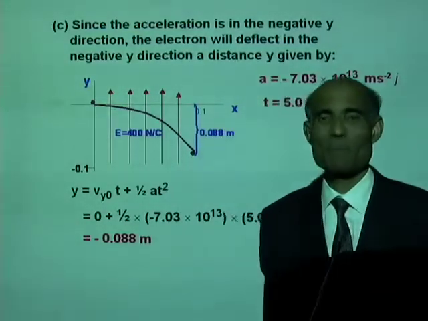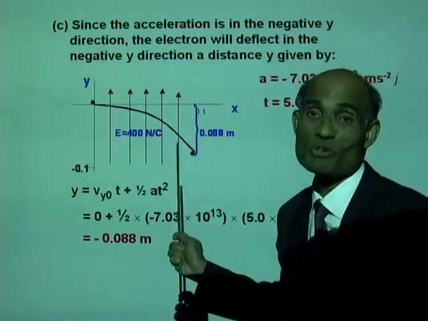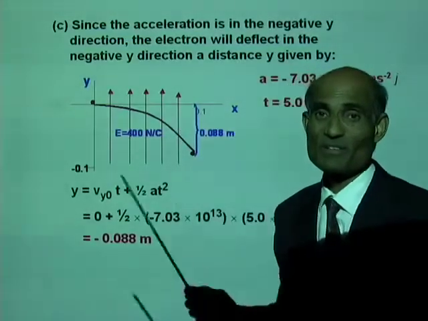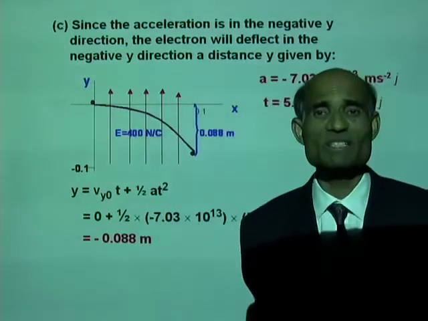The electron will be deflected from its original path by a distance of negative 0.088 meter. Now, let me tell you, this is the most beautiful problem you will see in this part of the course. So try this one more time and try and understand how to do these kind of problems.